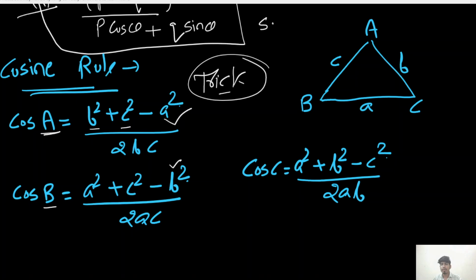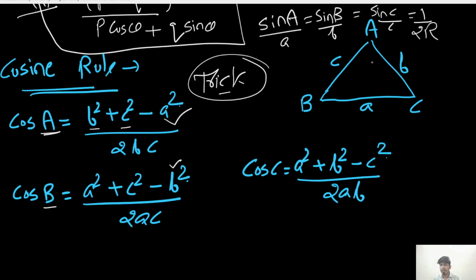Before this, we have studied sine rule: sin A upon a is equal to sin B upon b is equal to sin C upon c, and this is equal to 1 upon 2R. What is R? R is the circumradius, the distance of any vertex from the circumcentre. Okay students, this is R. So we have these formulas. Now we do a question based on these formulas. So let's see the first question.